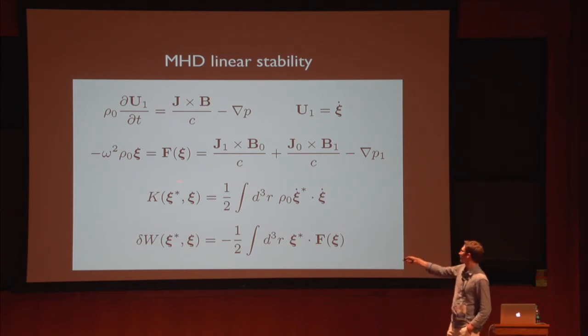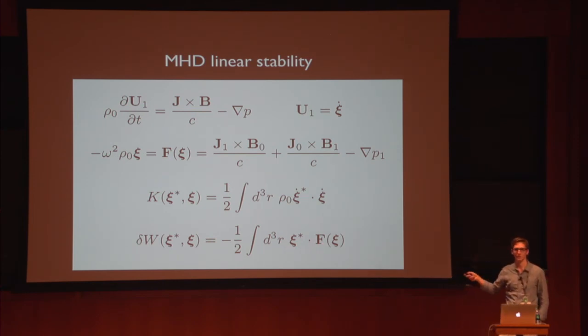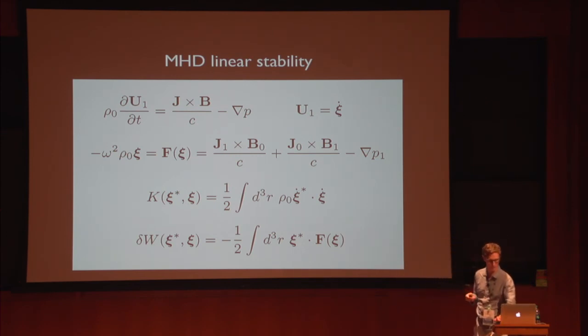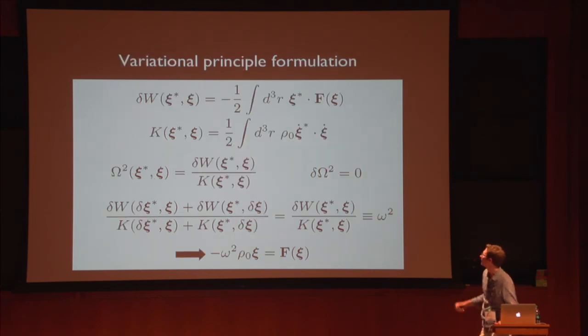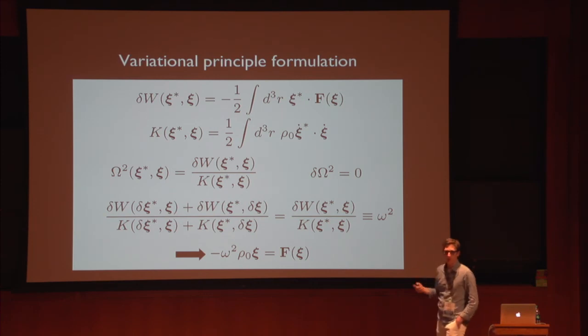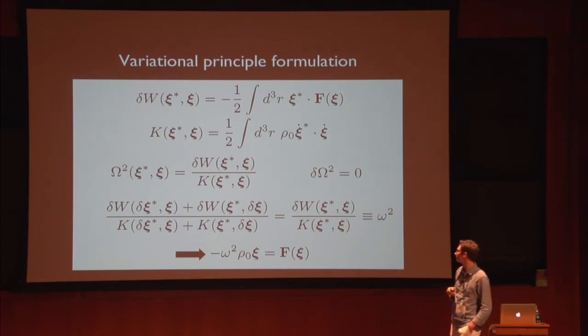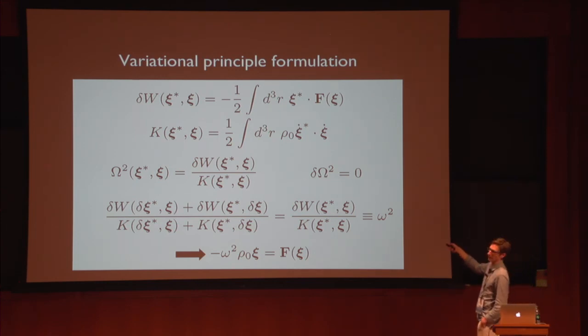So I can write the kinetic energy associated with the perturbation in this way, and the potential energy associated with the perturbation in this way. You can see this is just displacement dotted into force. So this is the work done by the displacement in opposing the force. And so the eigenvalue problem you can recast in terms of a variational principle. So we have our potential and kinetic energy expressions. I can define something, which I'll call big omega squared, not to be confused with cyclotron frequency, as the ratio of these two energies. And I can look at what happens whenever I vary this quantity, and I set it equal to 0.